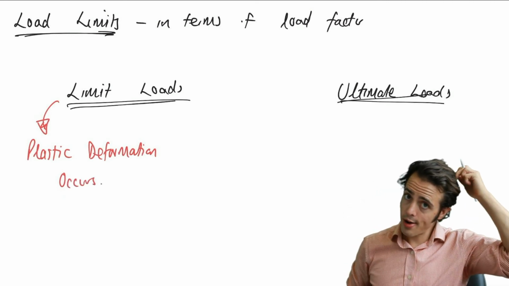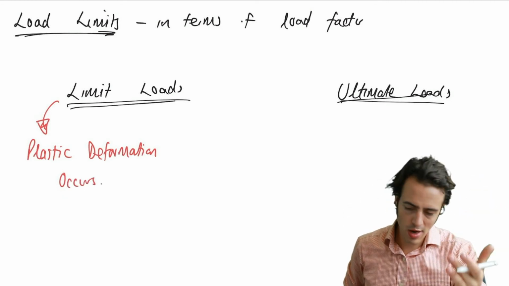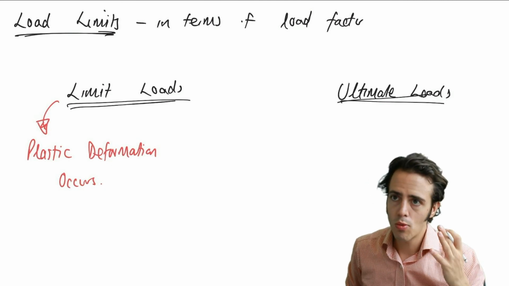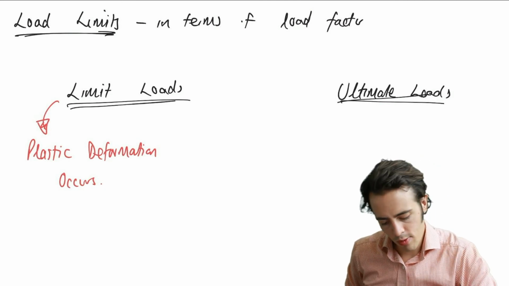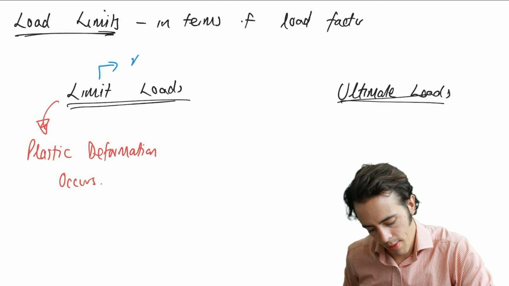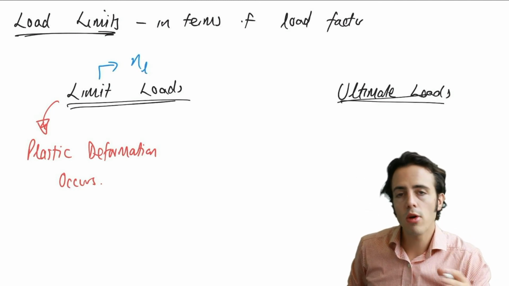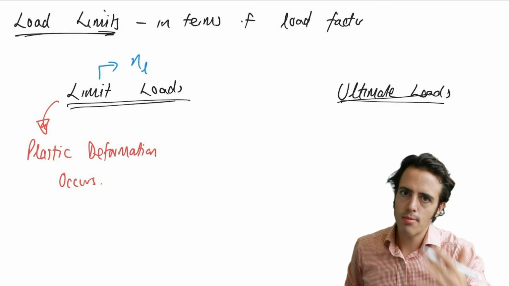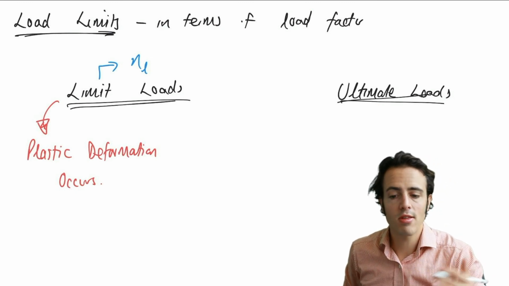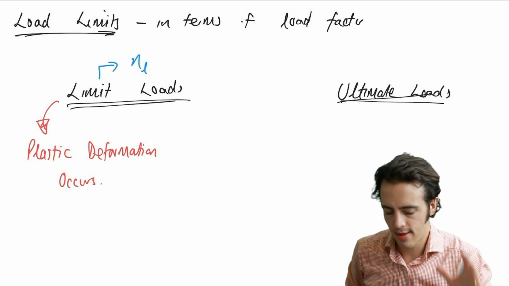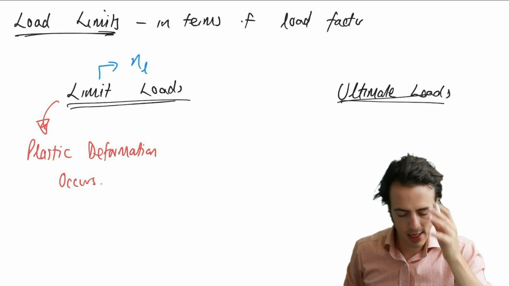We don't care where it occurs. We don't think, oh, is it happening in the wings or in the fuselage? We just know that at these limit loads, which we're going to call N with a subscript L, NL, plastic deformation occurs. So if we go over those limits, then some part of the aircraft is damaged to the point that we have to replace it. Okay, so these limits should not be exceeded.